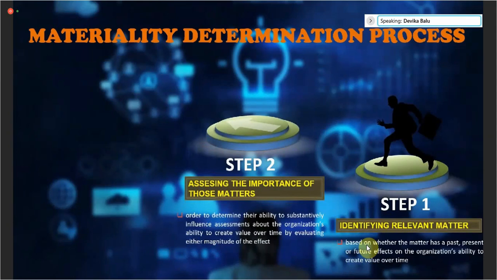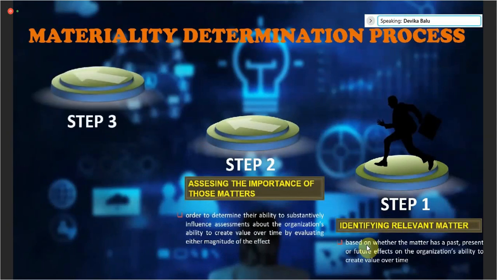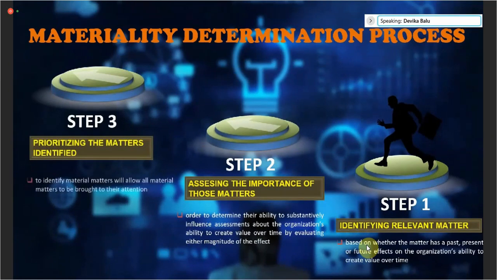to substantively influence assessments about the organization's ability to create value over time by evaluating either the magnitude of the effect. Step 3 is to prioritize the matters identified. Identifying material matters will allow all material matters to be brought to their attention.